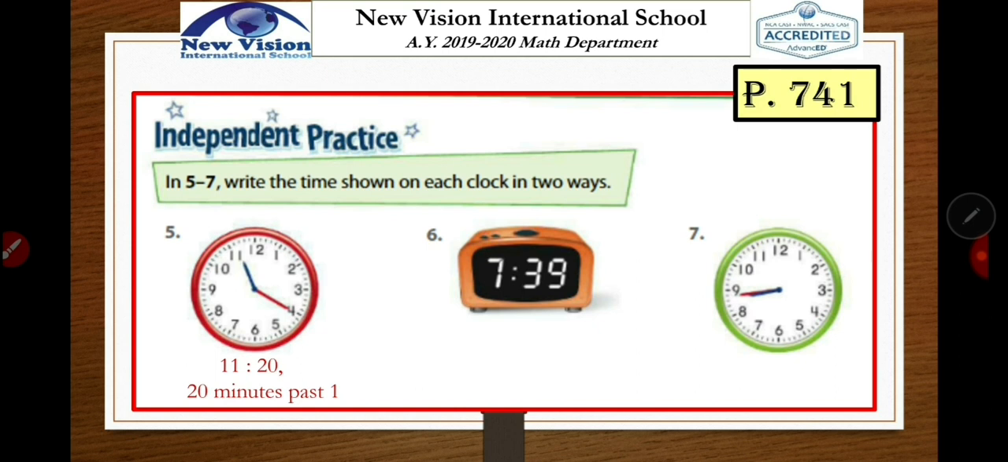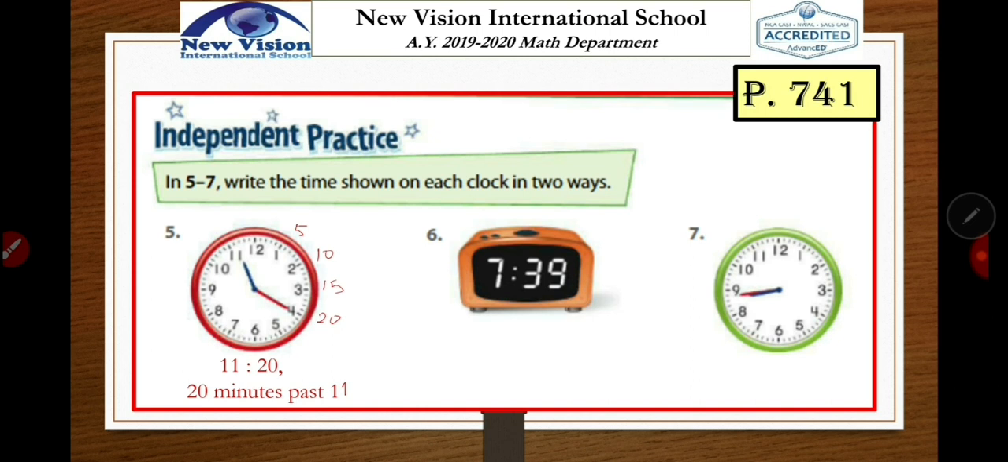Okay, so we can say it's 11:20. The shorthand is at or near 11, and the long hand or the minute hand is at 4, or 20. Okay, remember 1 is 5 minutes, 2 is 10 minutes, 3 is 15 minutes, and 4 is 20 minutes. Or another way of saying the time is 20 minutes past 11. This is supposed to be past 11, not past 1.